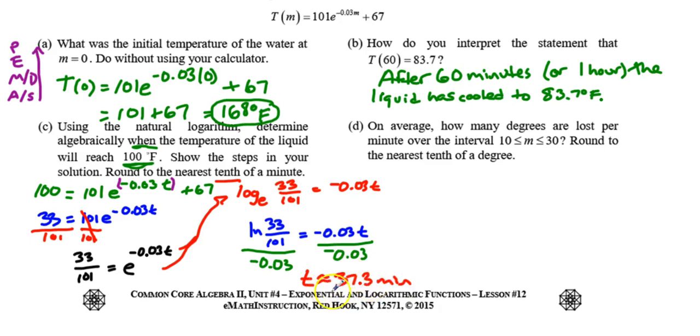And again, I can check this if I wish. I can substitute this number, 37.3, back in here for t, and it's going to come out really, really close to 100 degrees.